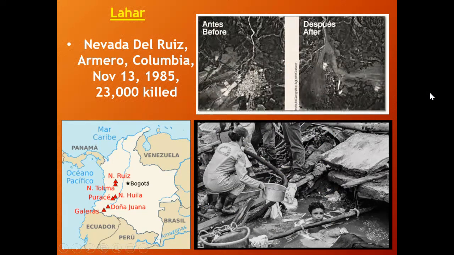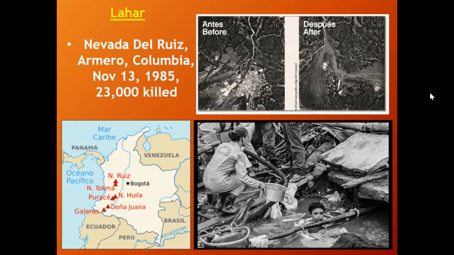There was an infamous mud flow in 1985. It was from the Nevado del Ruiz volcano in Armero, Colombia. Armero, Colombia had a population of 27,000. After this eruption and ensuing lahar, 23,000 of the 27,000 people were killed.